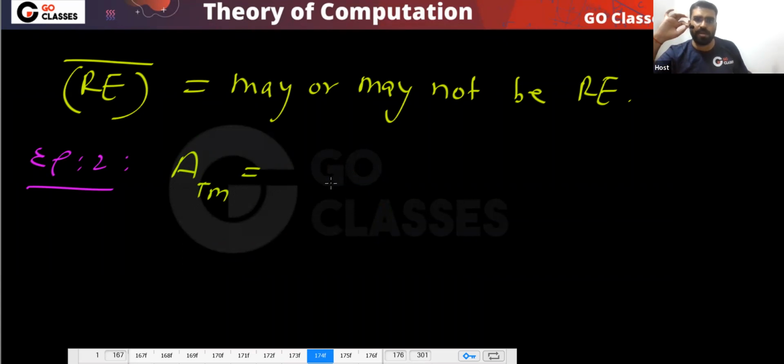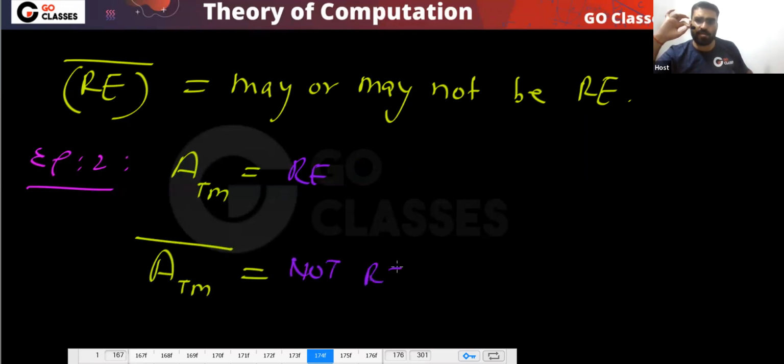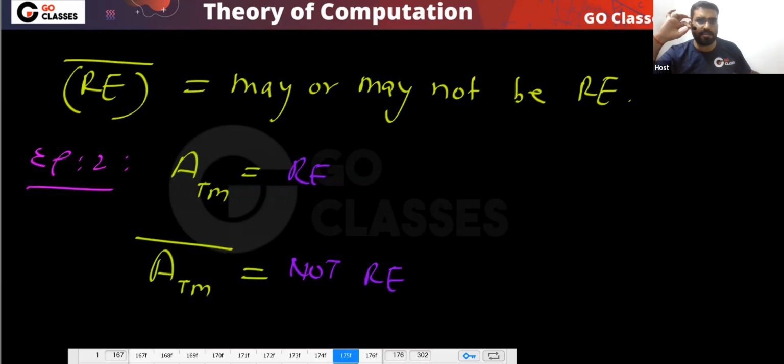Okay, the ATM problem, the acceptance problem, is RE but not REC. We have already seen that. Similarly, the halting problem. And what is the complement of ATM? That is not RE. We have already seen all these things. That is not RE.